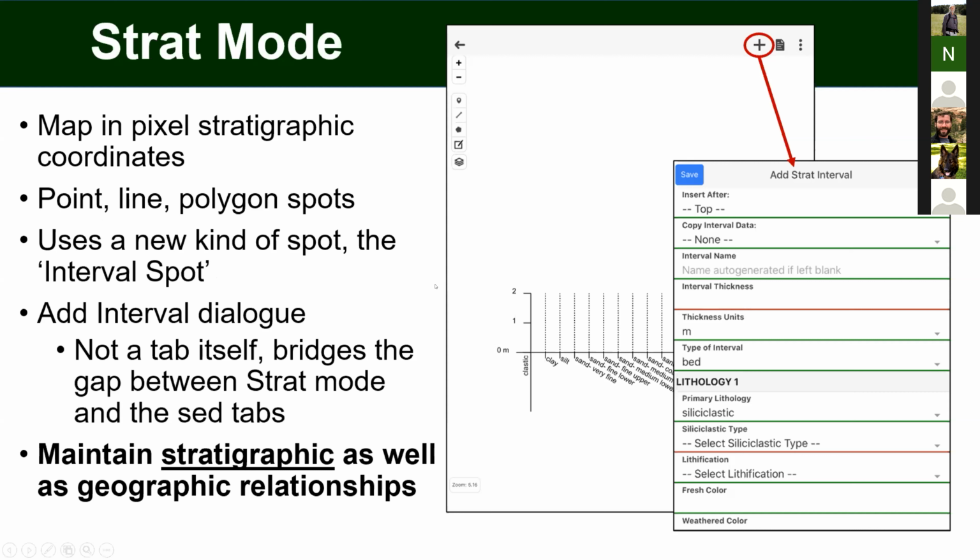And another thing I'll just highlight here is that, not only with those tabs, but we have what we call the add interval dialog, which interfaces and bridges the gap between the map mode and those tabs. So you can very quickly build up the stratigraphic section in Strabo. And if you remember anything from today, the main point is that within the overall geologic information system that Strabo is, with Strat mode, we can now track and document stratigraphic as well as geographic relationships.